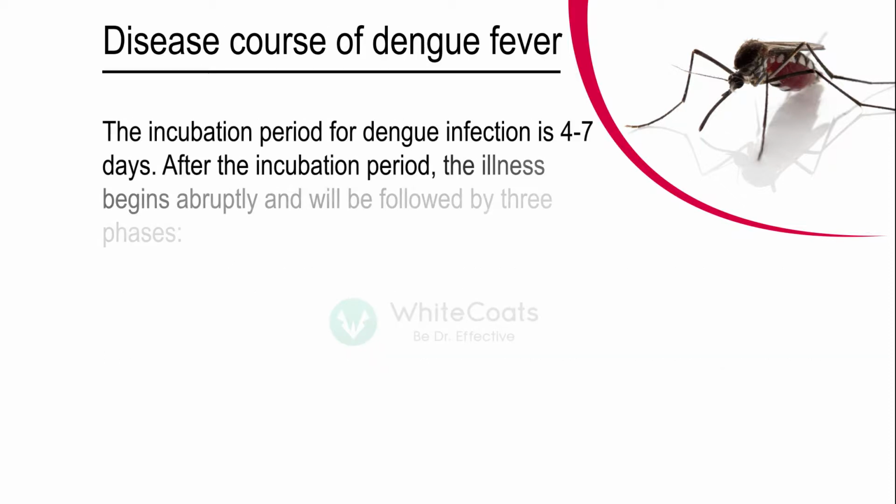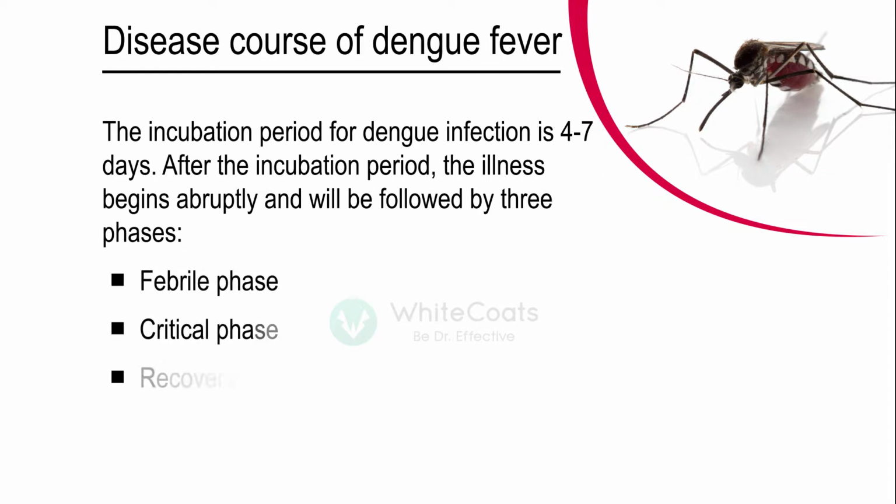The incubation period for dengue infection is 4 to 7 days. After the incubation period, the illness begins abruptly and will be followed by 3 phases: febrile phase, critical phase, recovery phase.